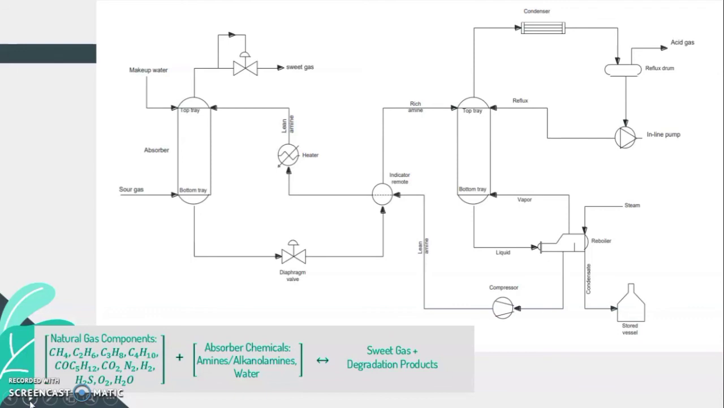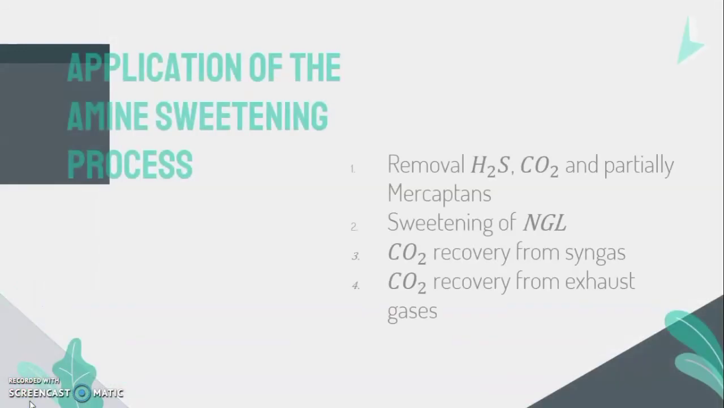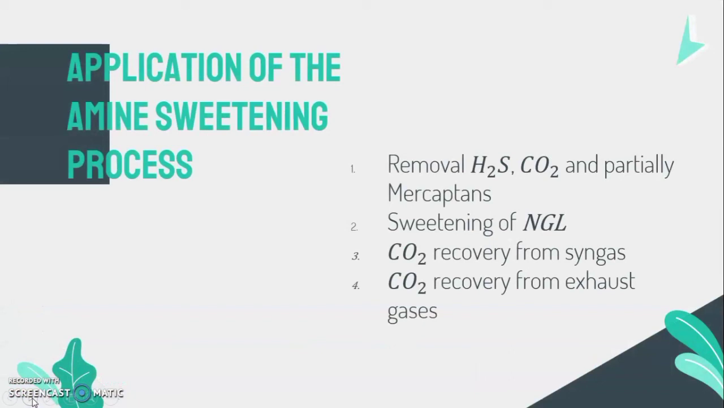Here are the applications of the amine gas sweetening process. First, removal of hydrogen sulfide, carbon dioxide, and partially mercaptans. Second, sweetening of natural gas liquid. Third, carbon dioxide recovery from syngas. And lastly, carbon dioxide recovery from exhaust gas.